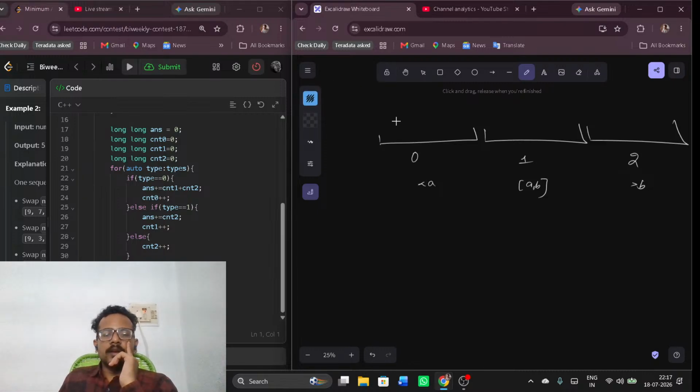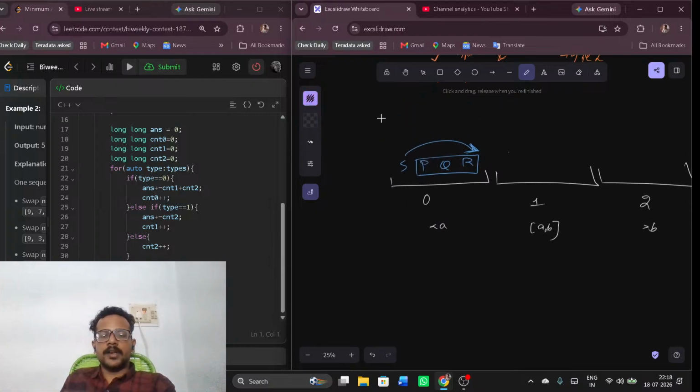I'm having elements PQRS. Let me tell you, to make it SPQR, S should be at the last. Okay, I think you got it. S should be at the last. How many swaps does S need?